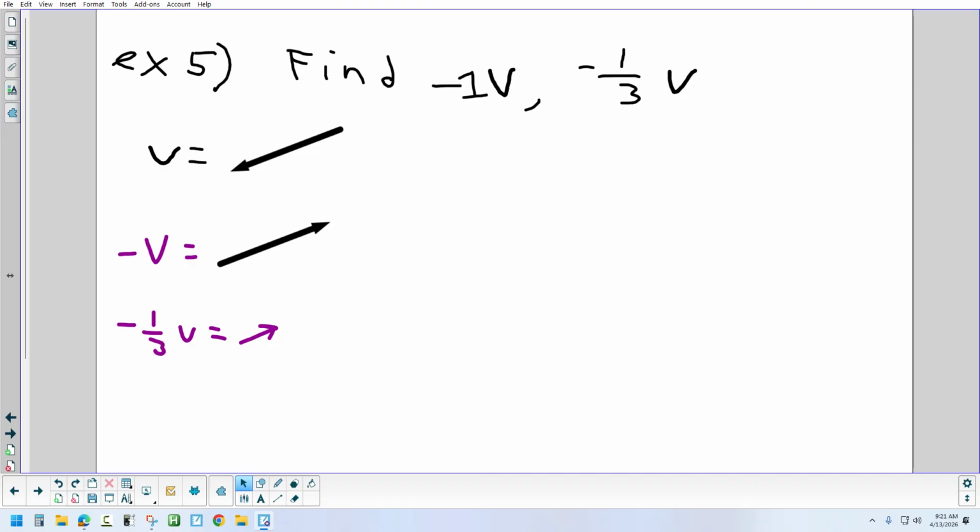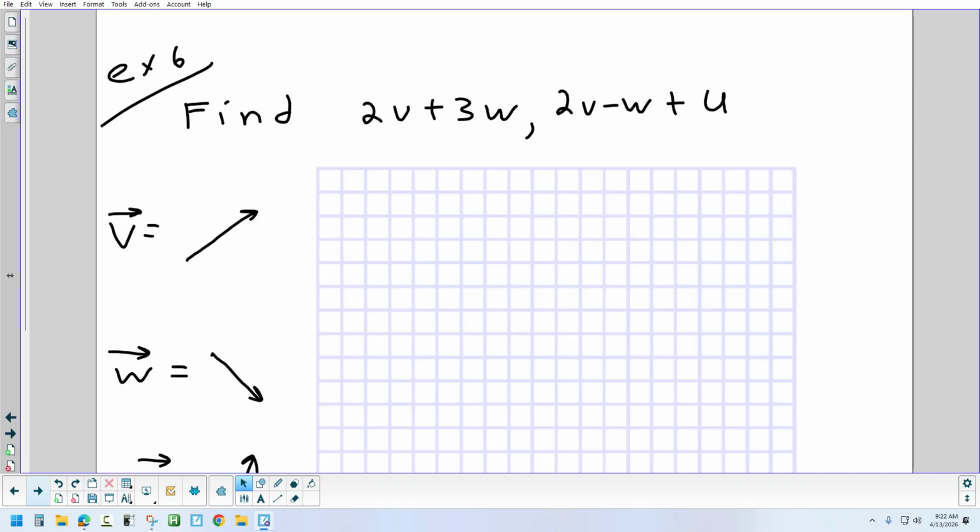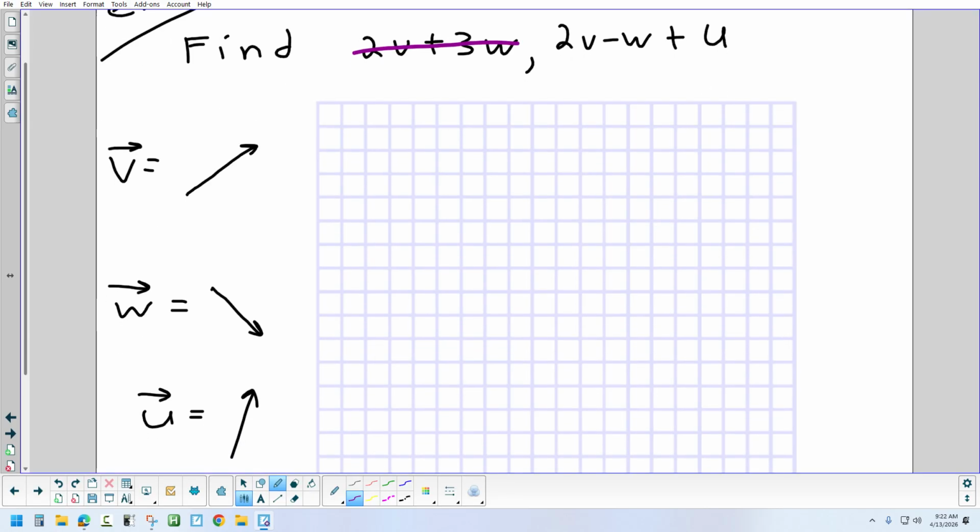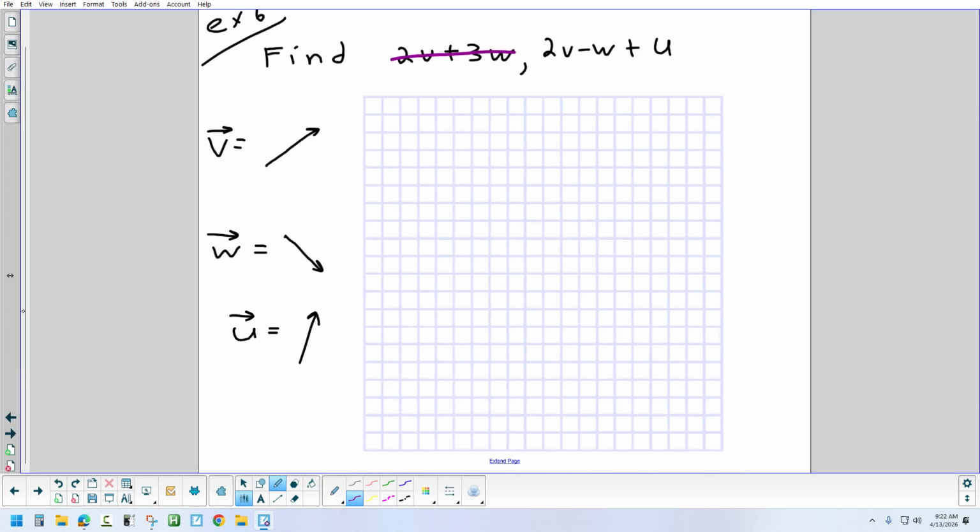Okay. So now, I think the last thing we're going to do visually, I want to combine a scalar product with addition and subtraction. Let's do the second one. It doesn't matter, but let's do one that has addition, subtraction, and a scalar all in the same problem. Okay, so what's the first thing that I have to do here? To find 2v minus w plus u.